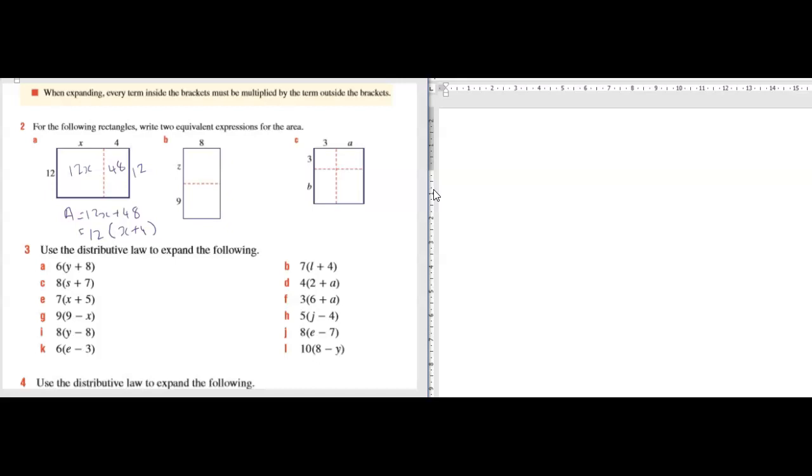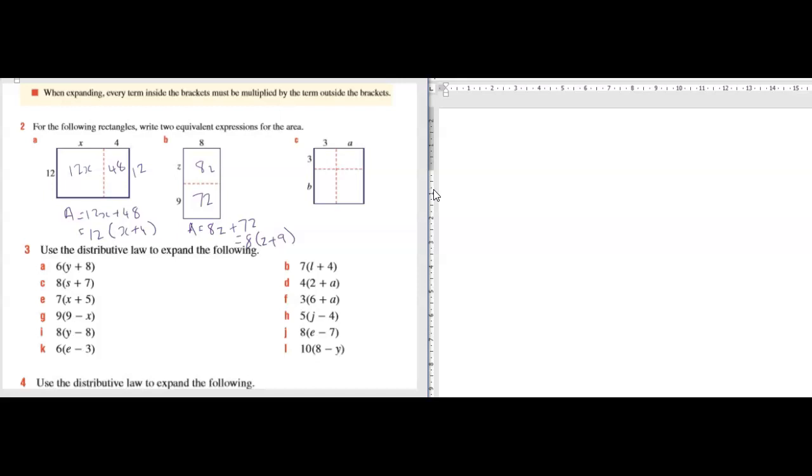So this one here, we've got 8 times z, which is 8z, and 8 times 9 is 72. So your total area is 8z plus 72. But if we were to write that in what we call expanded form, that would have been 8 times z plus 9. Okay, so remembering that length times width, so z plus 9 on that other side.